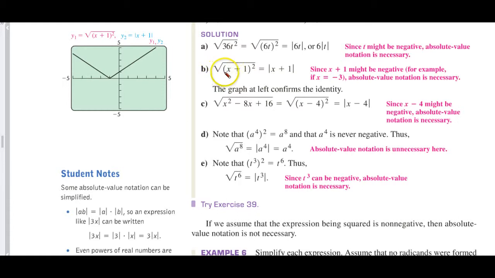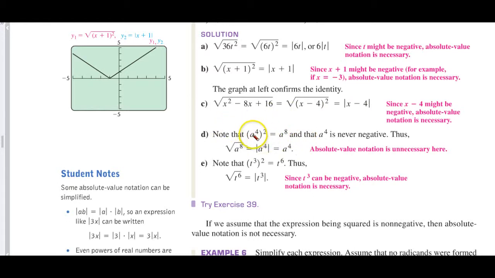Okay, letter B, that's straightforward. Now, letter C, notice this is a perfect square trinomial that we then put into its factored form with our 2, and then we take the square root of something, and it gives us that. And it's saying that that could have been negative, or it could have been positive. The absolute value protects that you cover yourself.